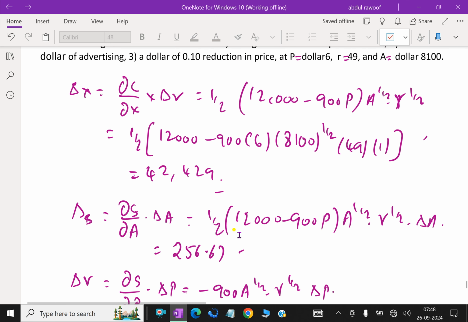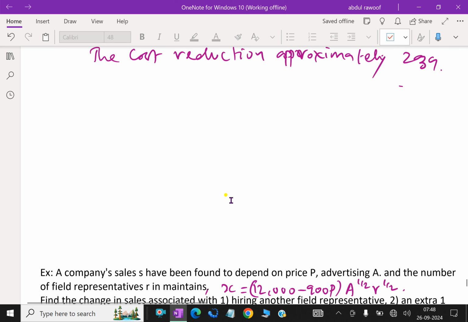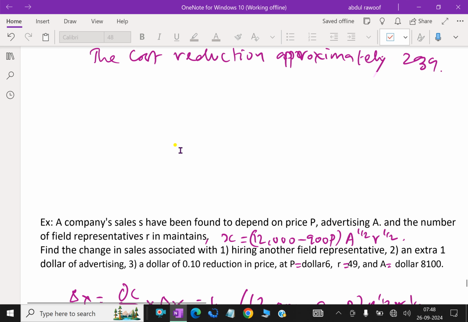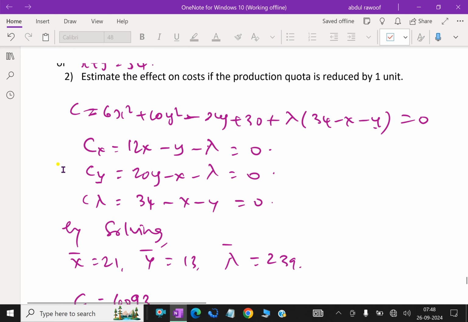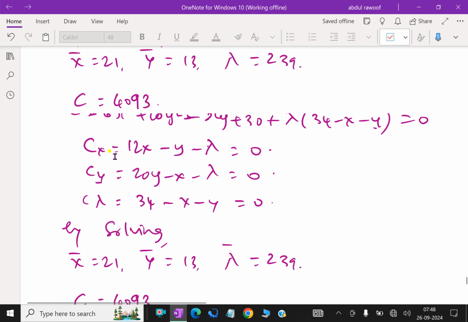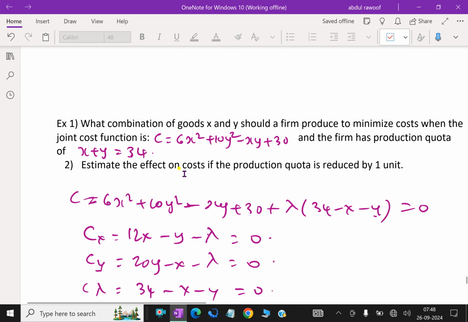So far we discussed some problems regarding mathematical economics, in maximizing or optimizing the function. We have done.